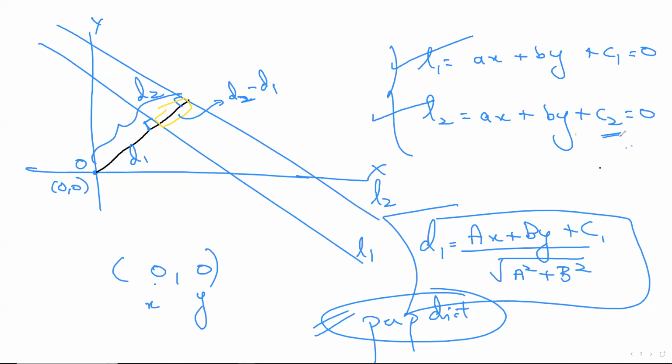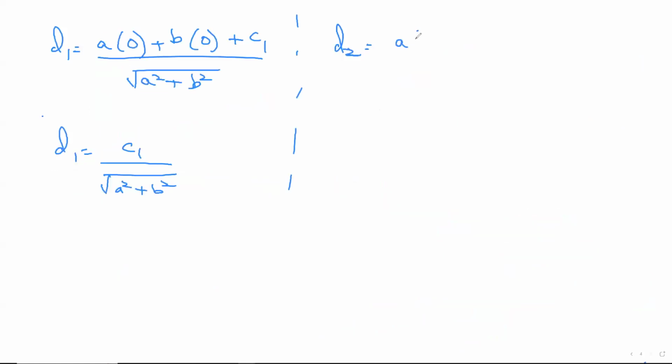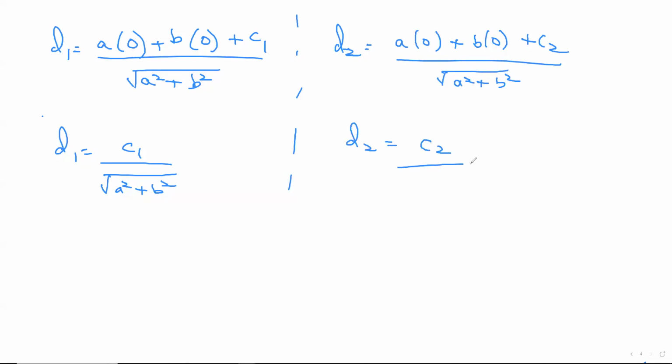Same concept here. So D2 will be a into 0 plus b into 0 plus C2, whole thing divided by root of a square plus b square. Fortunately, I know the value of D2 also. It became C2 divided by root of a square plus b square. I'll pause here and go back to my heading.